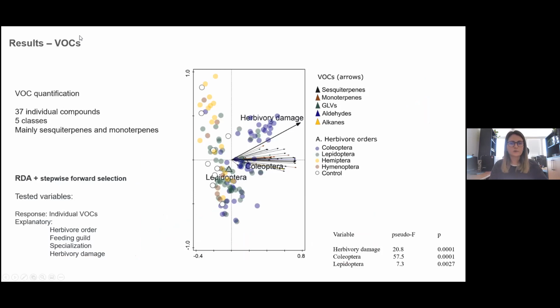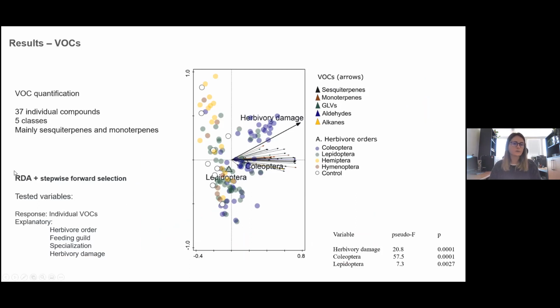So now I'm showing you the results. As I mentioned, we had 2 different sets of data. So at first, I'm showing results for VOCs for this first experiment. So we quantify VOCs. We were able to find 37 individual compounds. These belong into 5 classes, mainly sesqui and monoterpenes. And as you can see here in the ordination plot legend, we have VOCs as arrows, and each color represents 1 class of the compounds we found.